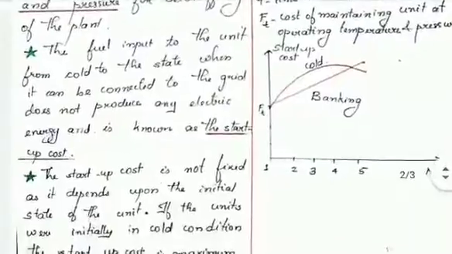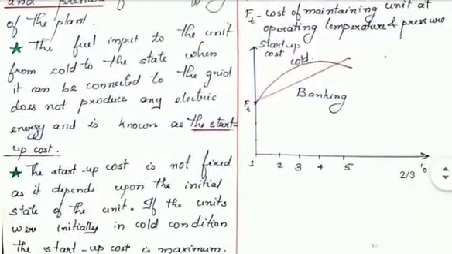The next constraint is startup cost. The fuel input to a unit from cold until the state when it is connected to the grid, during that time, there is no electric energy being produced. This fuel input cost is called the startup cost. That means when it is in the completely cold, switched off state, and we switch it on and connect it to the grid, that initial fuel input is called the startup cost.